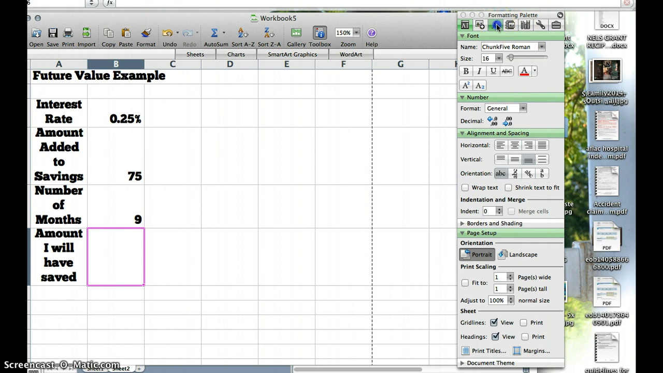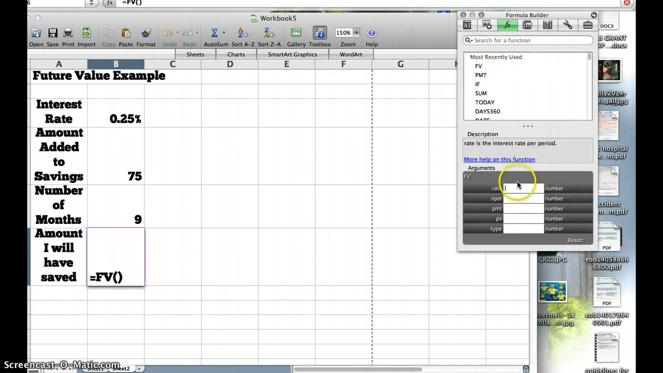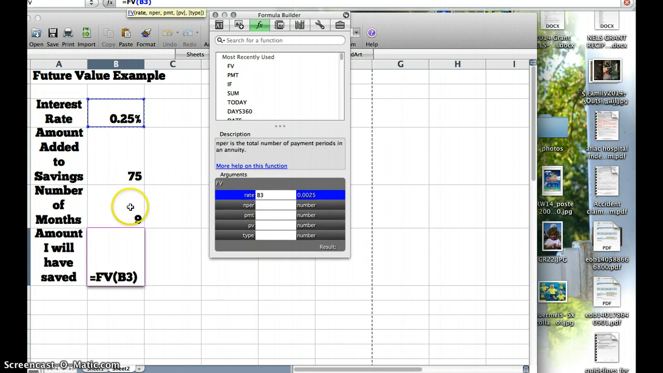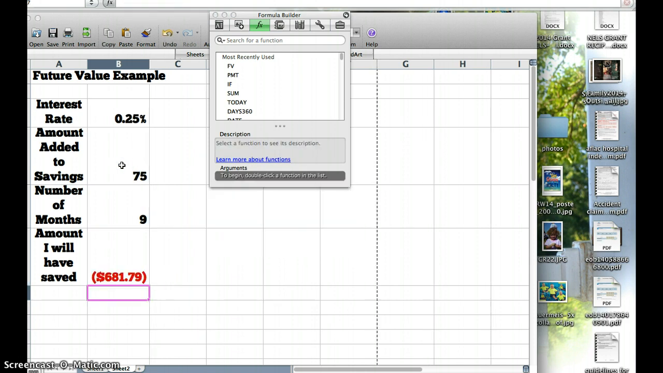And now I'm going to open my functions, and I am going to go find future value. I could also type equals FV, but remember the first thing we're going to look at in our formula is the interest rate, and the interest rate in this case happens to be in cell B3, and my number of periods is 9 months, and my payment amount is going to be $75. If I hit enter, I see that at the end of those months I will have $681.